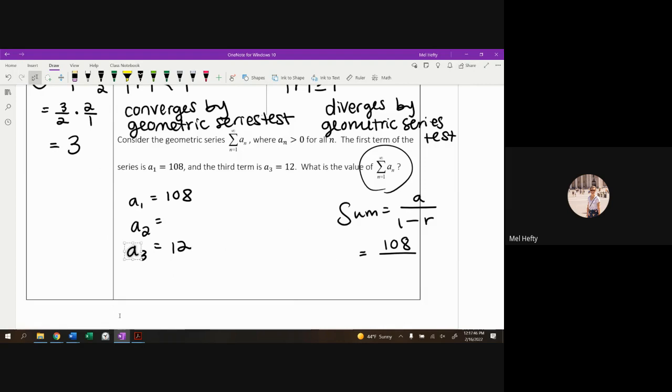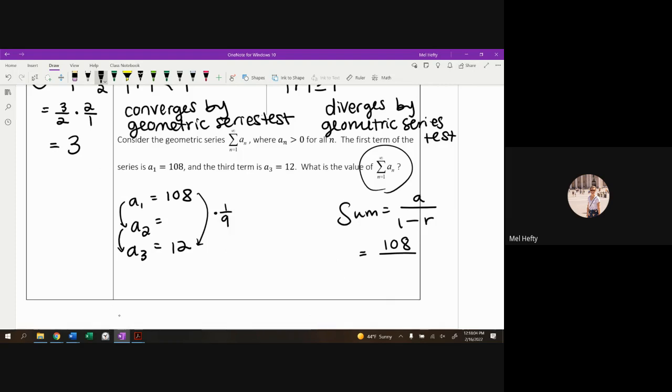All right, anyone think they know what the ratio is? What do you mean 3? Oh, a third. Okay. How did you find that? Cool. All right, guess and check. That's a valid method. Did anyone find out how to get from 108 down to 12?